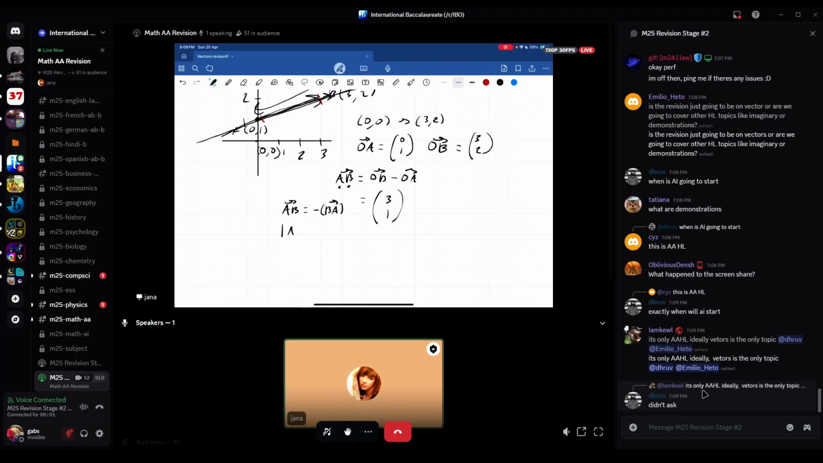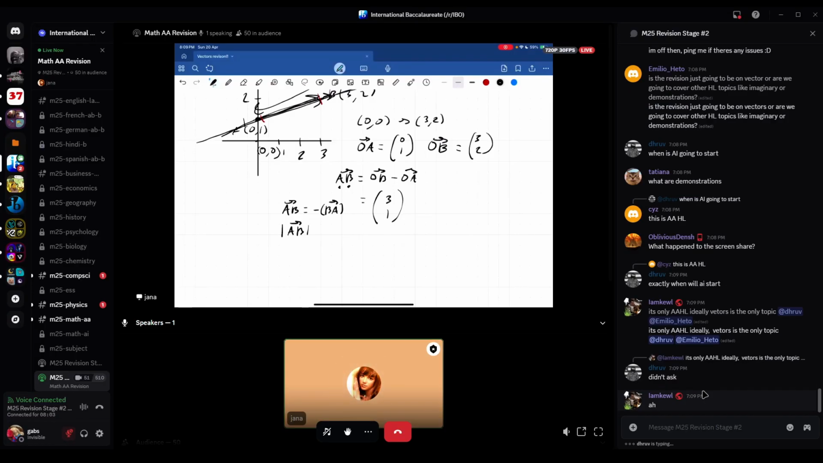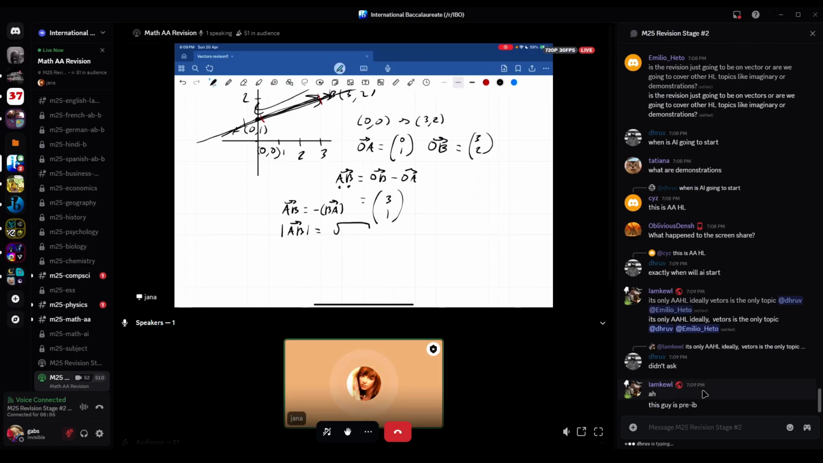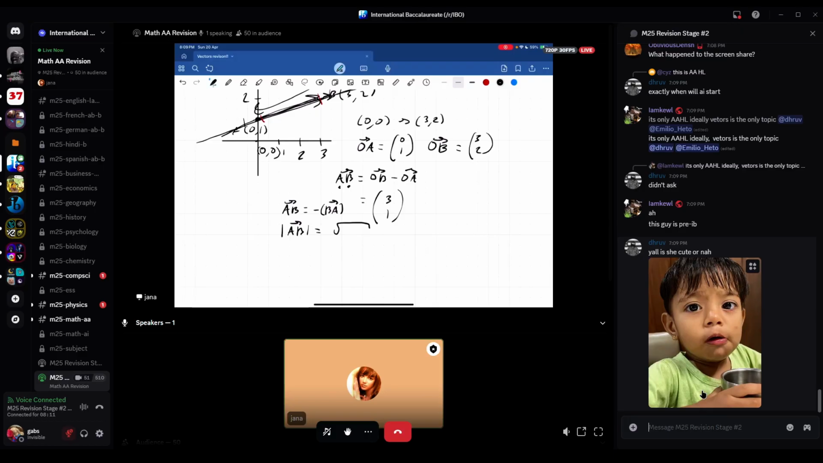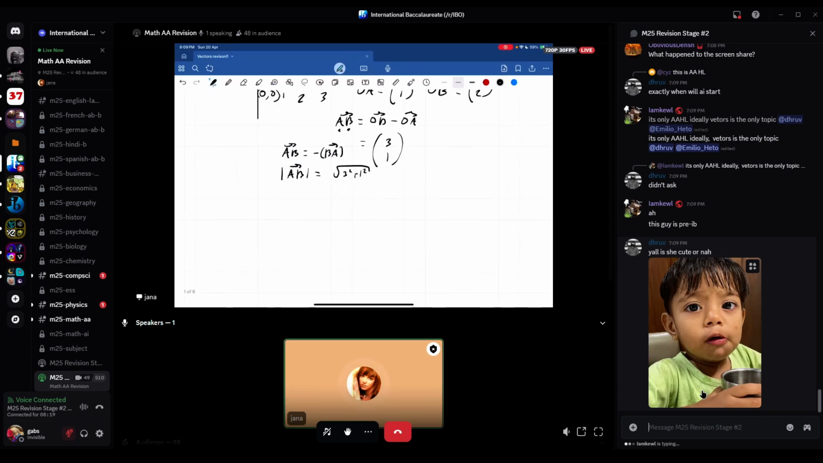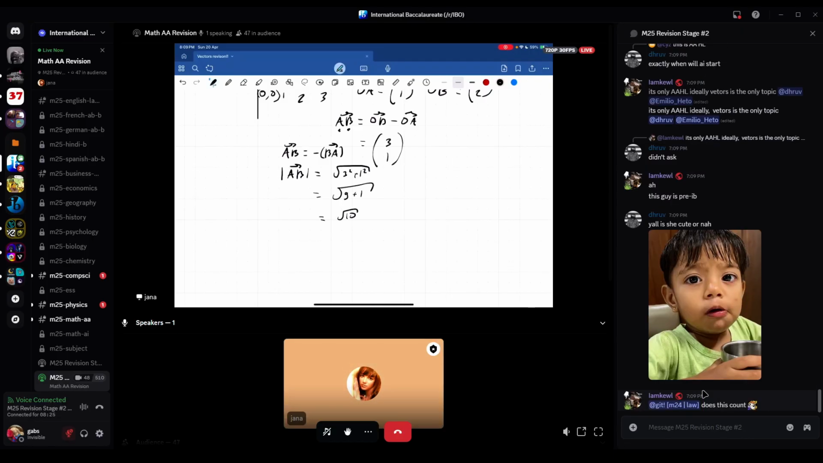We can get the magnitude of AB, which is just the square root of the components. So here it would be the square root of 3 squared plus 1 squared. So think of Pythagoras or complex numbers or whatever else. So that's the square root of 9 plus 1, which is square root 10.